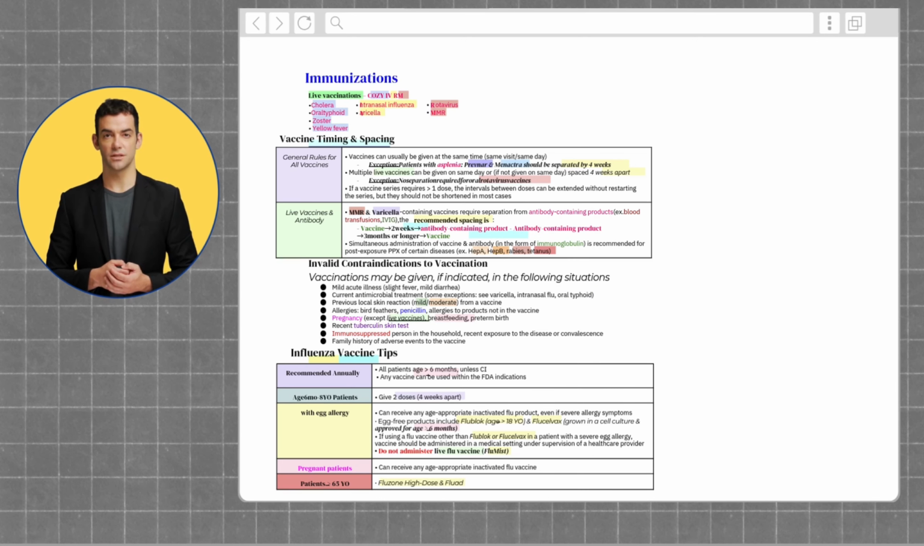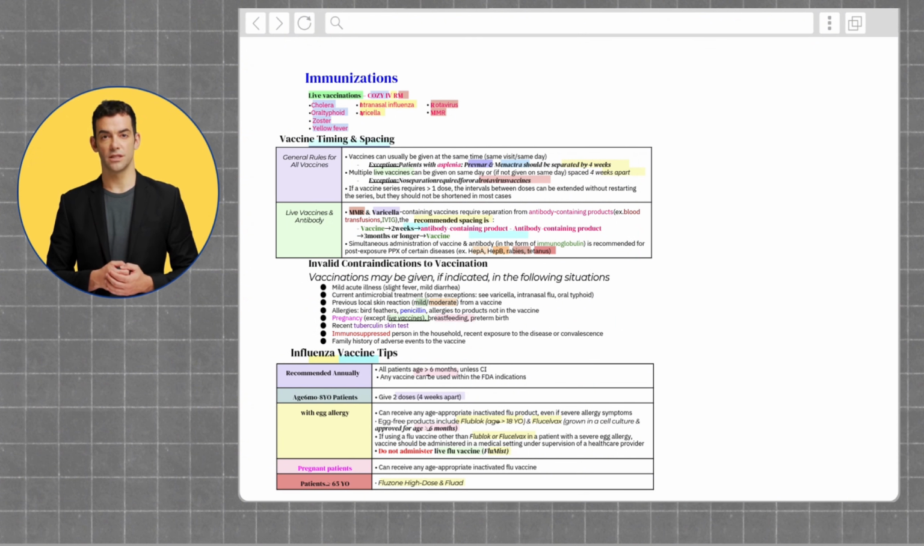For live vaccines specifically, MMR and varicella containing vaccines require separation from antibody-containing products. If you get the vaccine first, it's recommended to wait 2 weeks to take the antibody-containing product. If you take the antibody-containing product first, it is recommended to wait 3 months or longer to get the vaccine. Simultaneous administration of vaccine and antibody is recommended for post-exposure prophylaxis of certain diseases.